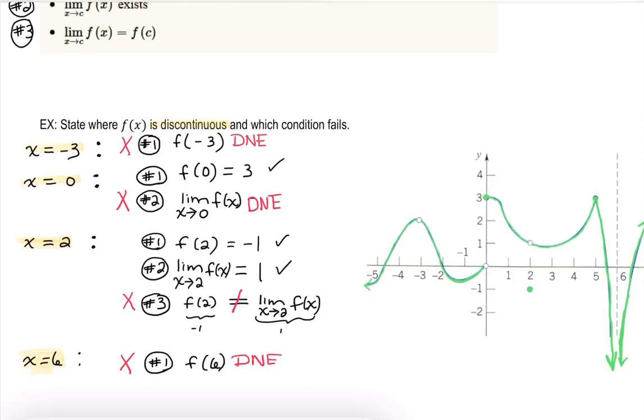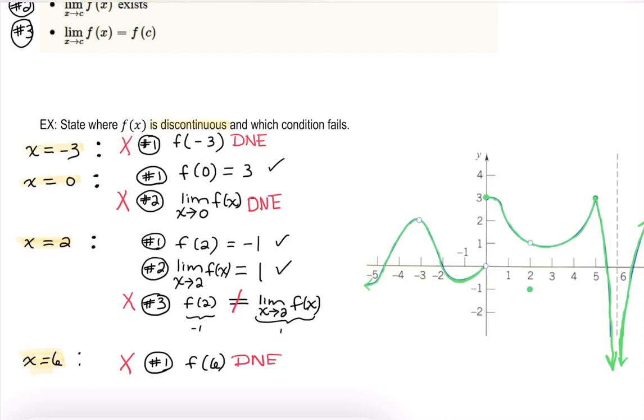You could have a situation like at x equals 0 where the point's defined, but then the limit doesn't exist. We might refer to that as a jump discontinuity. And then the last example, a different type, is at x equals 2: the point existed, the limit was defined, but those two values were not equal.